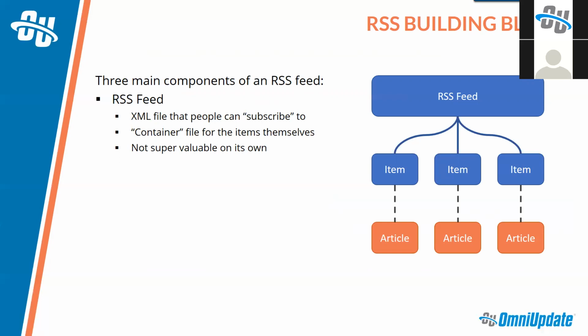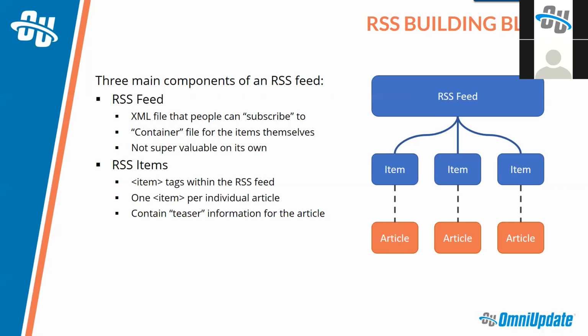So the stuff that is in the metaphorical box is what we refer to as items. And generally speaking, an item is just one of these item tags that live within the XML of your RSS feed. And each item refers to an individual article. But it's important to understand that the item itself is not the full article. It's the teaser information for the article.